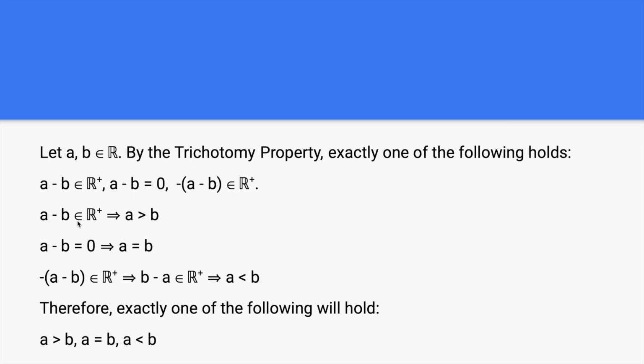a minus b is positive implies a is greater than b. a minus b is equal to 0 implies a is equal to b. Negative bracket a minus b is positive implies a is less than b. Therefore, exactly one of the following will hold: a is greater than b, a is equal to b, a is less than b.